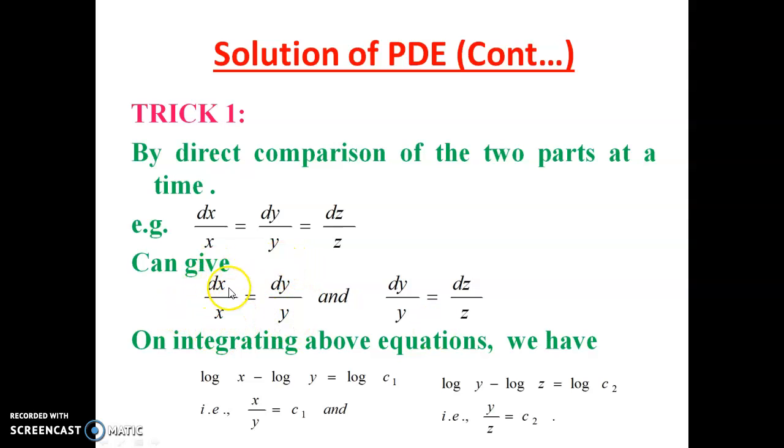It gives you log x. When you integrate, it gives you log y plus some constant of integration, let's say log of c1. So from this part you get this type of solution, and from this part you get this type of solution. Further simplification gives you log of x by y equal to log of c1. So log goes on both sides, so you are left with x by y equal to c1, and here y by z equal to c2. So this is u(x,y,z) equal to c1, and this is v(x,y,z) equal to c2.